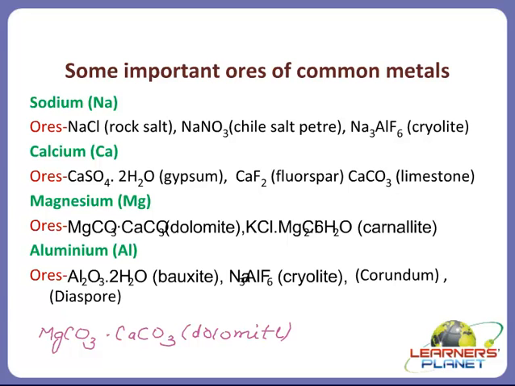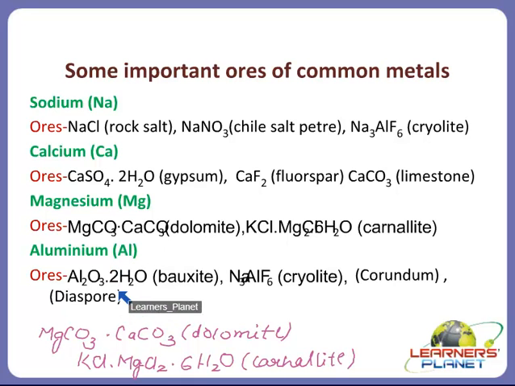Right? One more ore is there, that is carnallite. It is KCl, MgCl2 and 6H2O. This is what? Carnallite. Right? So these are the ores of magnesium.